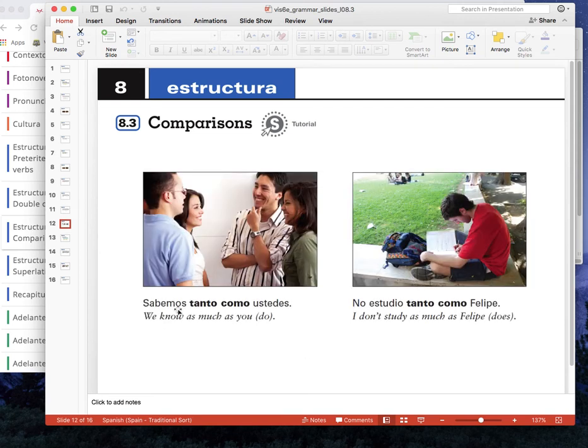Here are a few examples. Sabemos tanto como ustedes. You see the English there. No estudio tanto como Felipe. And you see the English there.